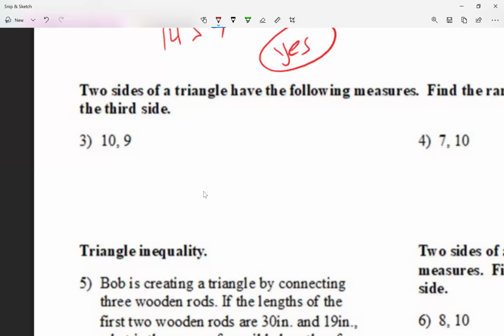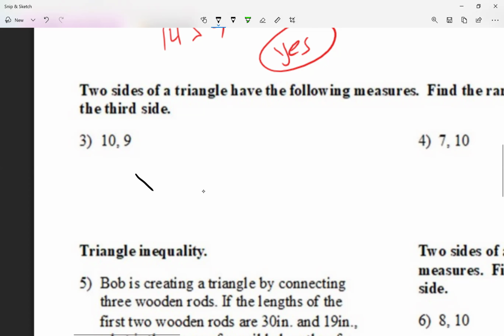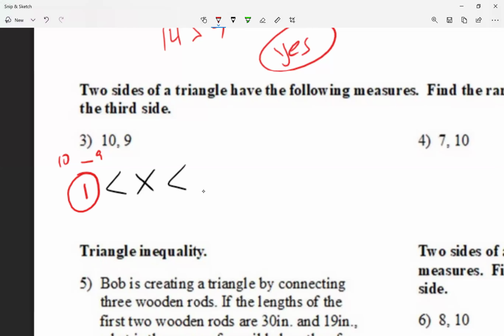Two sides of the triangle have the following measures, 10 and 9. As a matter of fact, if this was my homework, I will see the x, which is the third value, and it says here in between two values. And then I have to fill in the two values. Well, what happens when you subtract 10 minus 9? I get a 1, right? 10 minus 9, my answer is 1. So that's going to be my first answer, 1.